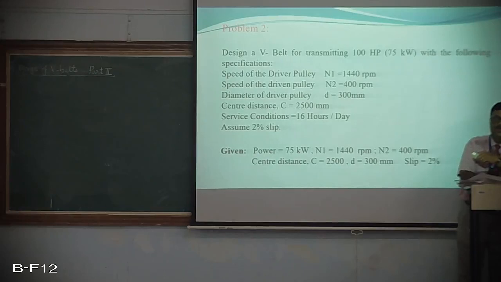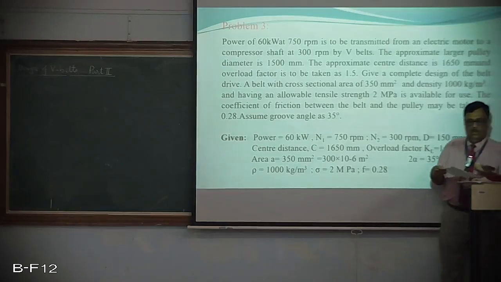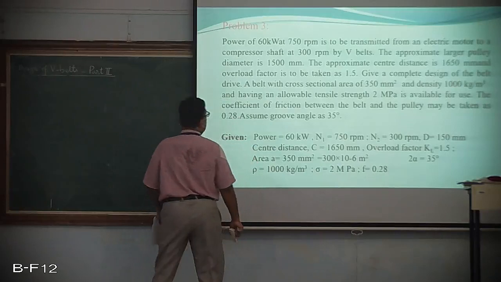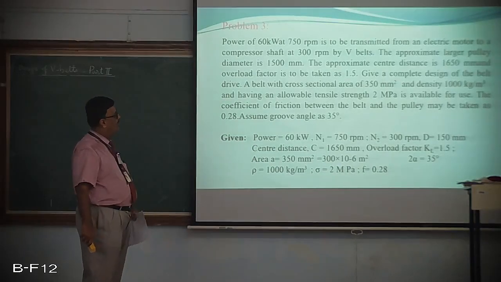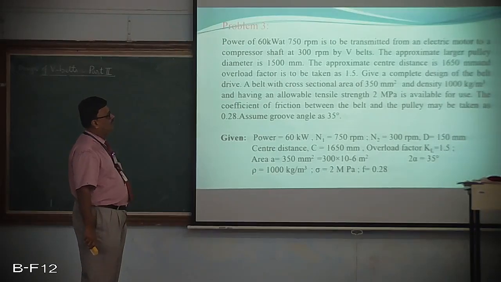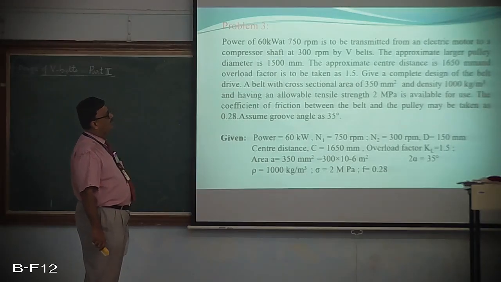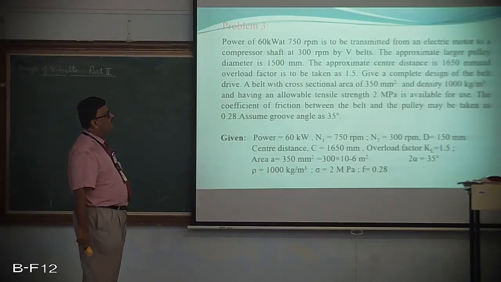Yesterday we have solved already 2 problems. Today I would like to solve another 2 problems which are being given here now, like this. See, the problem says a power of 60 kilowatt at 750 RPM is to be transmitted from an electric motor to a compressor shaft at 300 RPM by V belts. The approximate larger pulley diameter is 1500 mm. The approximate center distance is 1650 mm. And overload factor is to be taken as 1.5.